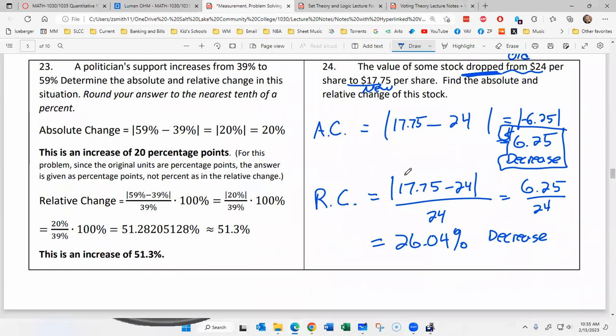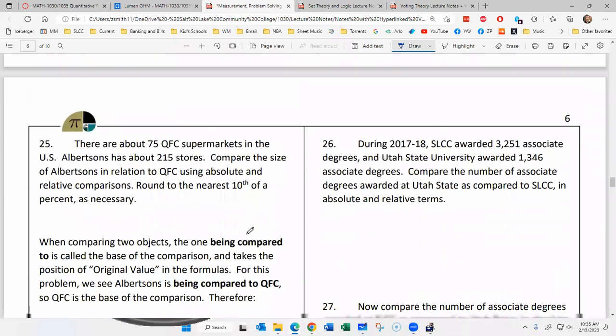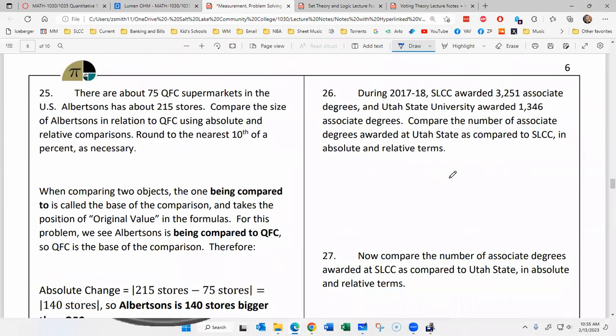Okay. So when you divide by the original value, it puts it into perspective. If the original value had been 7 and we changed by 6.25, that's almost 100% change. That'd be a huge change. So you have to divide by the original value, then you get the percent increase or the relative change.